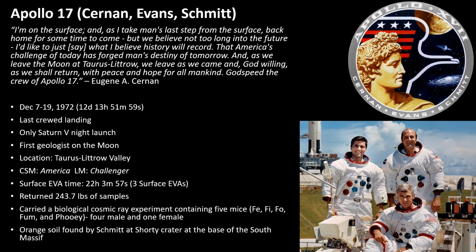The mission's surface EVA time was 22 hours, 3 minutes, and 57 seconds, with 3 surface EVAs. The crew returned 243.7 pounds of samples. They also carried a biological cosmic ray experiment containing 5 mice, which they nicknamed Fee-Fi, Fo-Fum, and Fooey, 4 male and 1 female. Unfortunately, one of the mice died on the trip, but the remaining 4 mice made it back to Earth. Orange soil was also found by Schmitt at Shorty Crater at the base of the South Massif. This proved to be very small beads of volcanic glass, which was formed over 3.5 billion years ago.